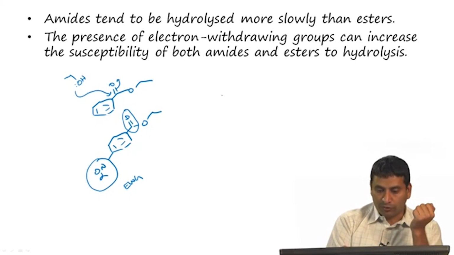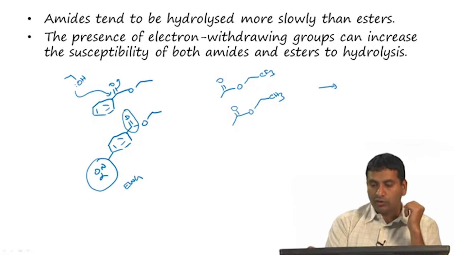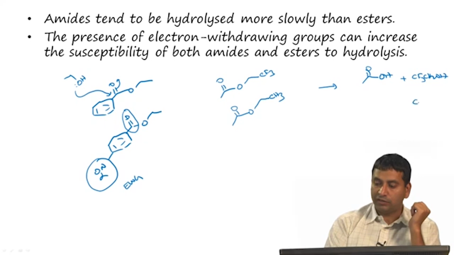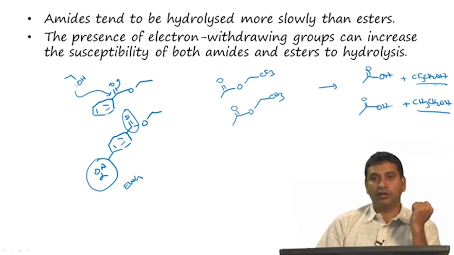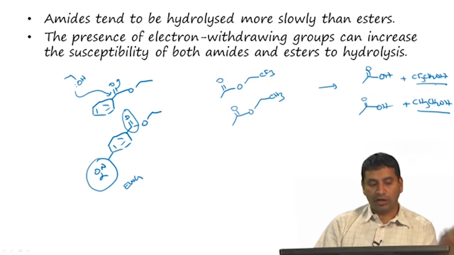On the other hand, you can also have an ester which has, let us say, a CF3 group on it versus an ester which has CH3. Between these two, the products of this reaction are C=O-OH plus CF3CH2OH and CH3CH2OH. The leaving group ability of trifluoroethanol is much better than that of ethanol, and so these esters are more susceptible to hydrolysis.